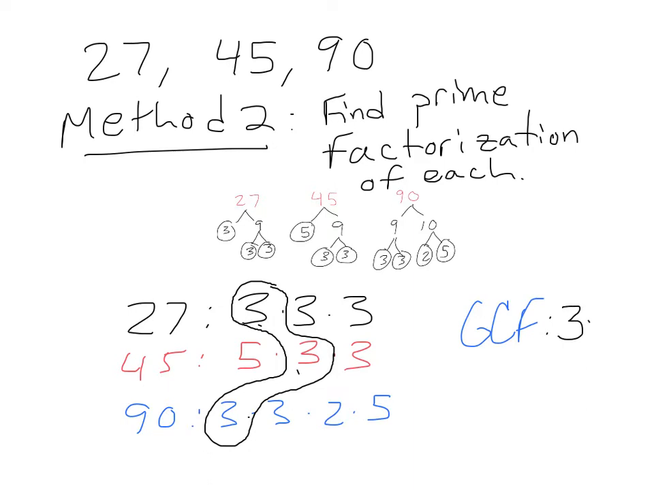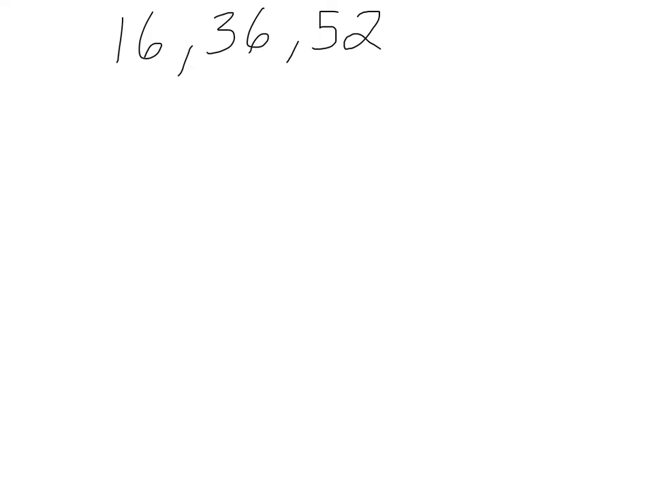I'm on search for another number that's in common, and if I look at the factorization, I can find another 3 that each of the numbers have, so that we can write another 3 here. Notice your GCF is again 3 times 3 is 9. I'm going to do this one without any noise, and I'm going to use method 2.